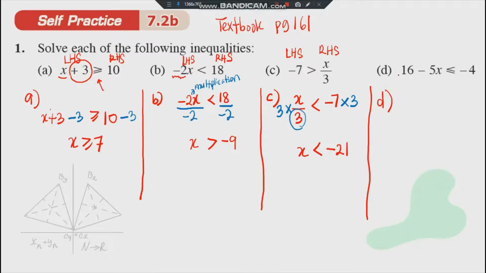Question D. We have 16 minus 5x on your left hand side and negative 4 on your right hand side. So we have the variable on your left hand side. It's okay. We want to get rid of the number first, which is positive 16. So how can we get rid of positive 16?